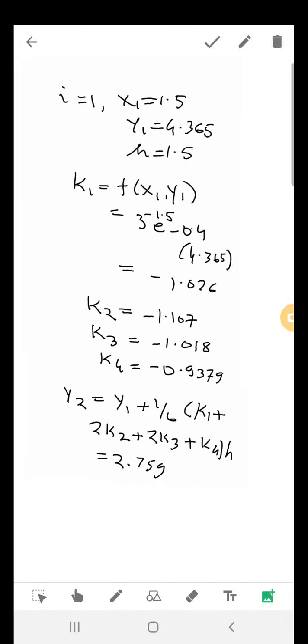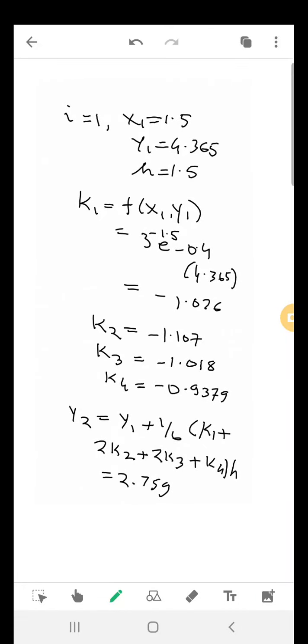and here it is. So this is the second iteration, or i is equal to 1. So the value of x1 is 1.5, and we start with the value of y1 that we have obtained in the previous iteration, 4.365, and of course the step size is 1.5. So again, following the same procedure, finding out the coefficients, considering now x1 and y1 instead of x0 and y0 as in the previous case, we come up with this value of y2 as 2.759.